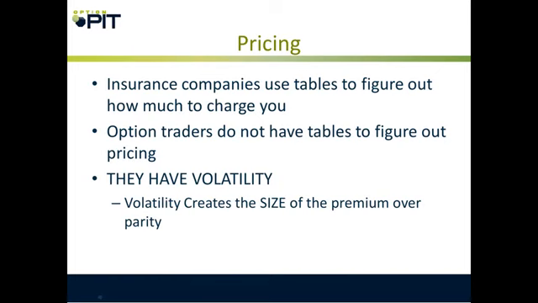However, they have something that we call volatility. Volatility is the insurance risk. And that creates the size of the premium over parity. Parity means if a stock is $30, the $25 call has to be worth at least $5. Otherwise, it's too cheap. That's premium over parity.